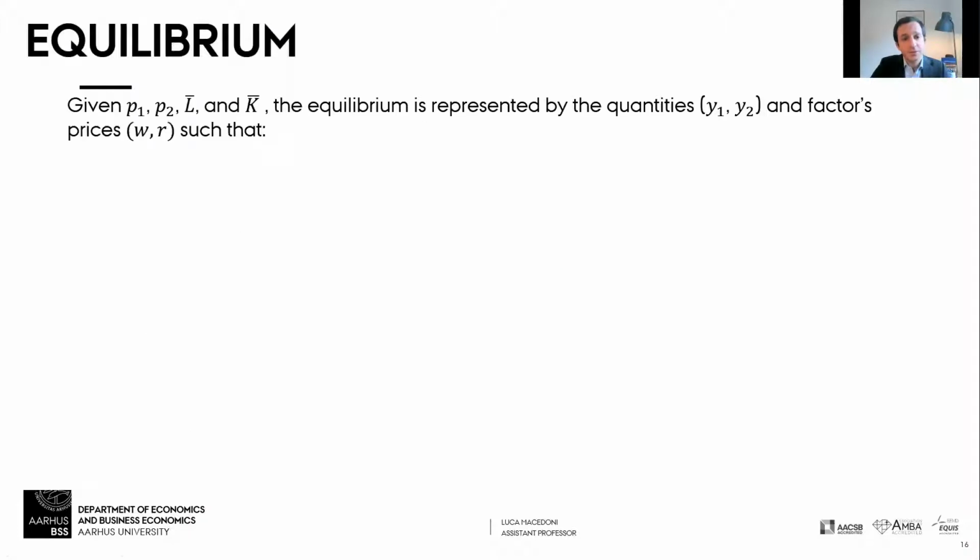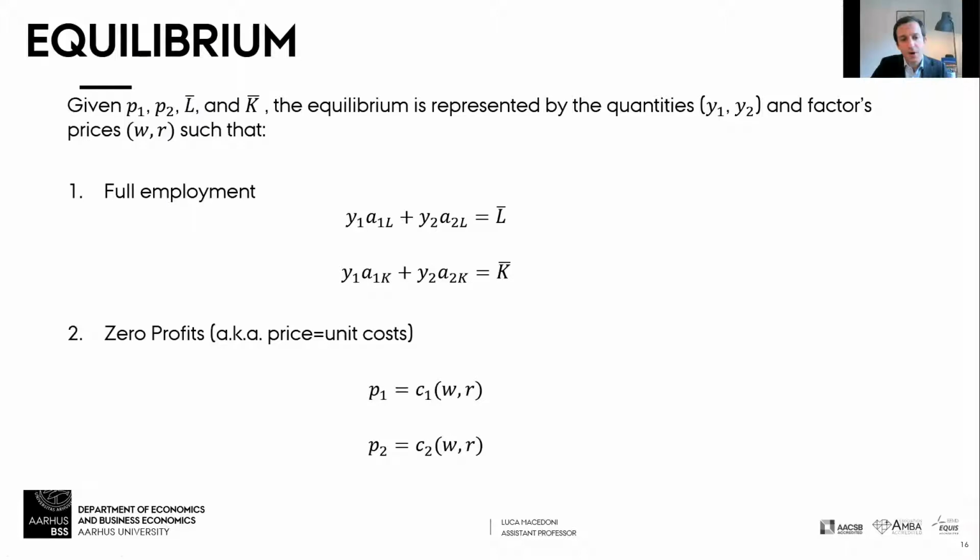Now in equilibrium, we saw it's represented by four equations. There is one system of two equations, which is the full employment condition. And then there is the zero profit condition, so the price being equal to the unit costs. So what we want to do today is take these equilibrium conditions, take some derivatives, and figure out what happens when prices of final goods change, and what happens when the factor endowments change. And recall that we are in a small open economy, so the prices are taken as given.